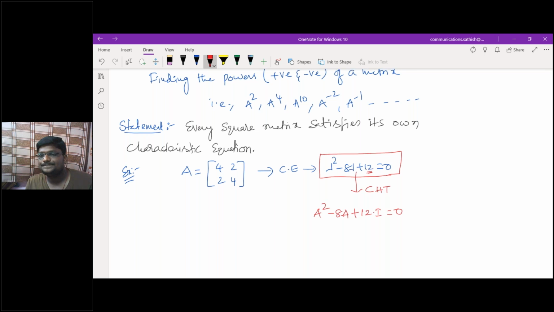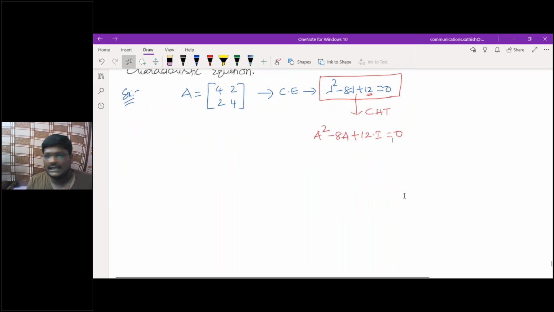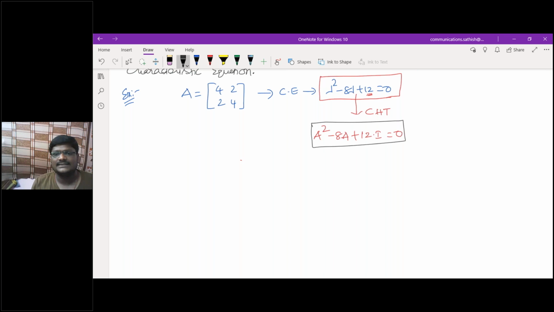Am I correct or wrong? Yes, sir. So that is the part of this one. From this you can get it as, this is the Cayley-Hamilton theorem. By the Cayley-Hamilton theorem, I can do it as.